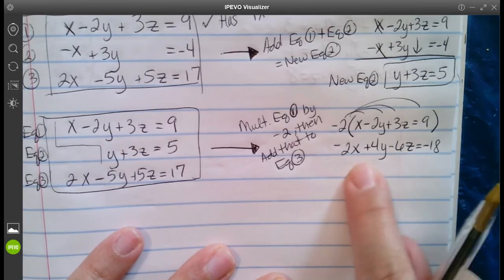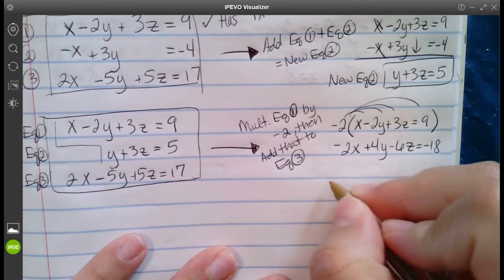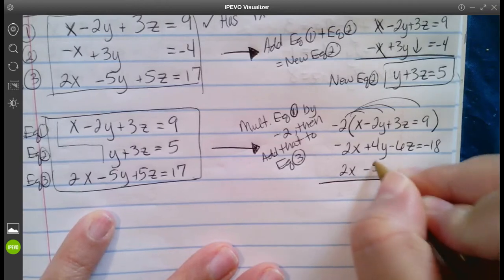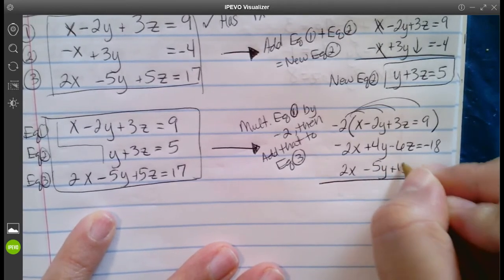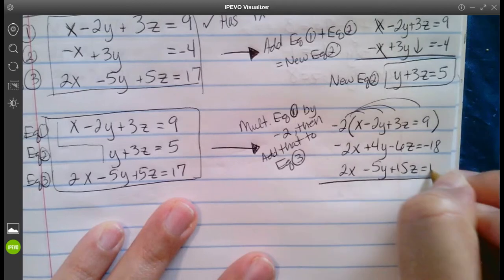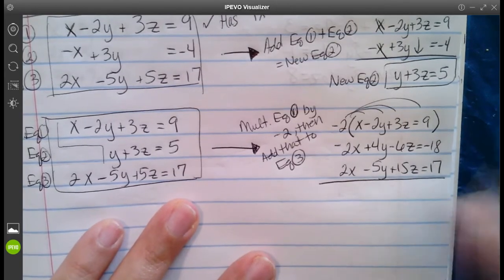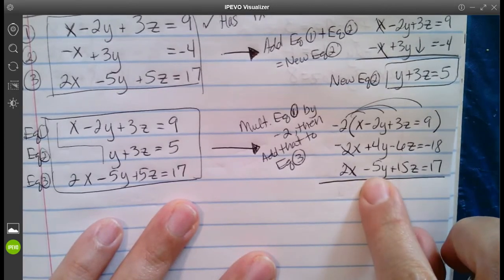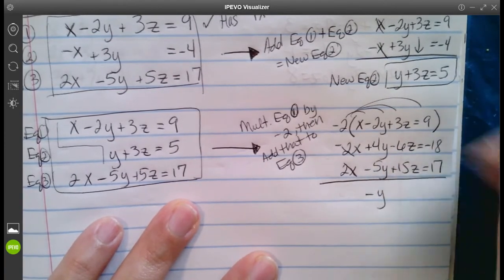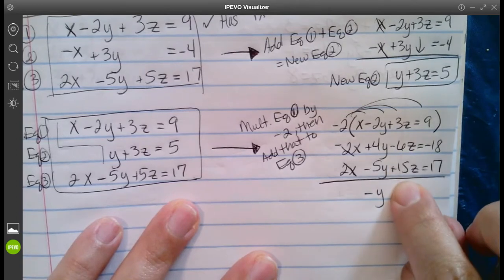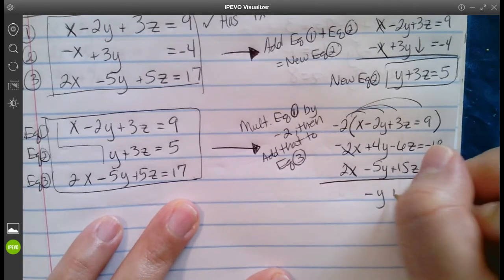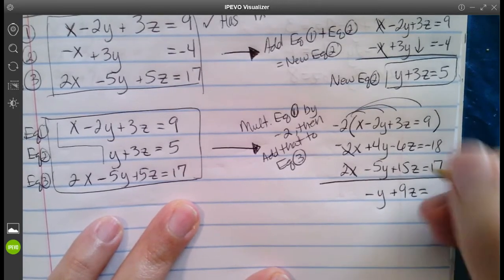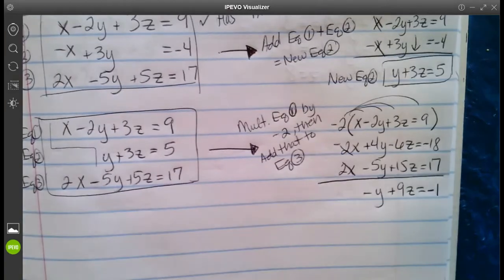And then I'm going to add this one to equation 3. So I'm going to add this part to equation 3. So 2x minus 5y plus 15z equals 17. Okay, so let me add that. That gives me the 0 I wanted. 4y minus 5y is negative y. Negative 6z plus 15z is going to give me positive 9z. And then negative 18 and 17 is negative 1.